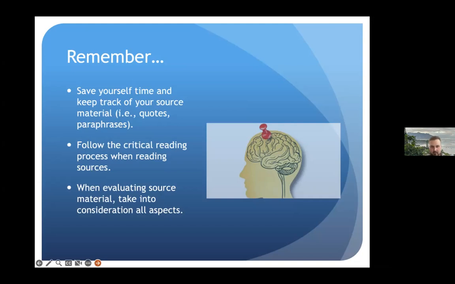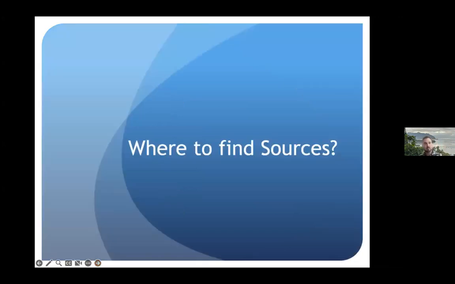And then when evaluating source material, take into consideration all aspects of the CRAP test. Just because a source is not as relevant, it might not be excluded. There might be something good in there. But of course, if you're finding sources that are better on all levels, that's probably where you want to spend most of your time. Okay, so let's talk about where to find sources. Any questions? I'm going to transition screens here.